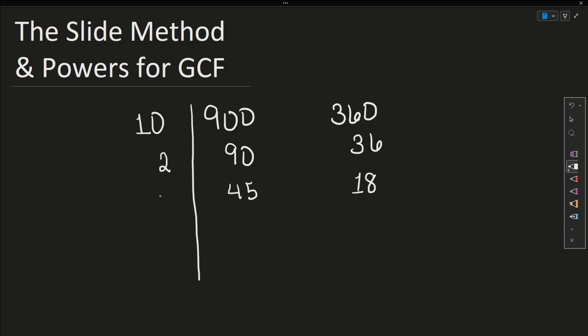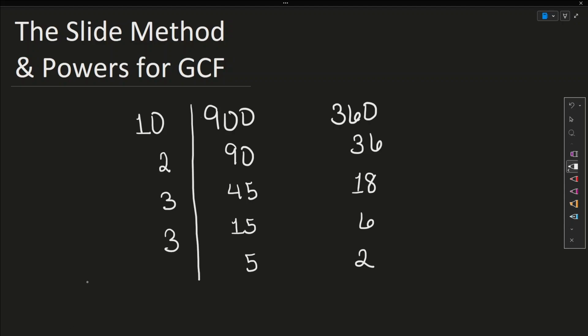45 and 18 have a 3 in common. 45 divided by 3 leaves us 15, and 18 divided by 3 leaves us 6. These also have a 3 in common. 15 divided by 3 is 5, and 6 divided by 3 is 2. They have nothing in common.